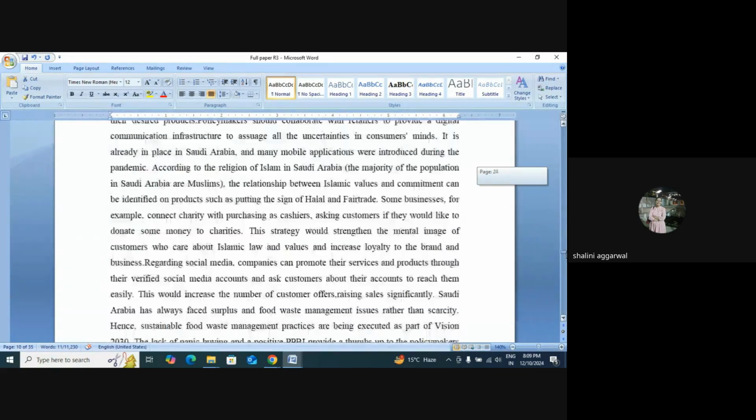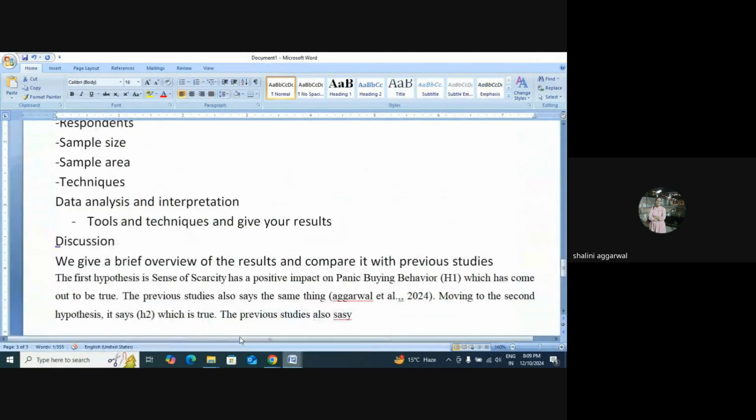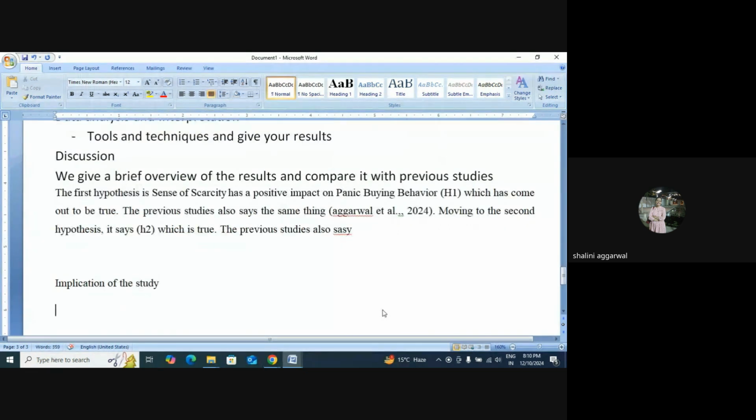So anyways, the next important part of the study is the implications. Please understand, the next important part is the implication of the study, right? So what do we write in the implications of the study now? This is also very important: theoretical implications and practical implications.